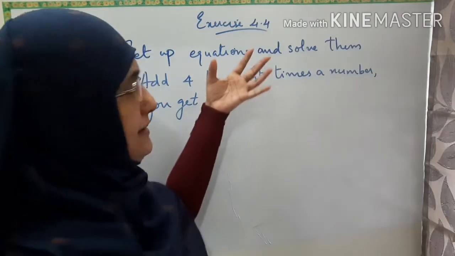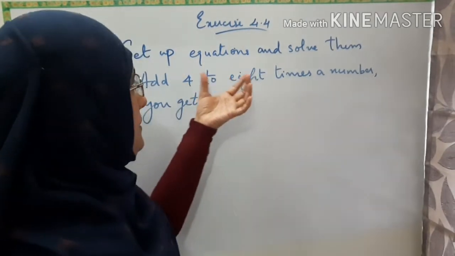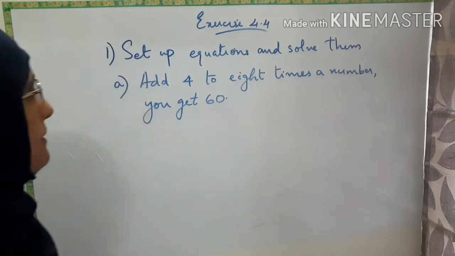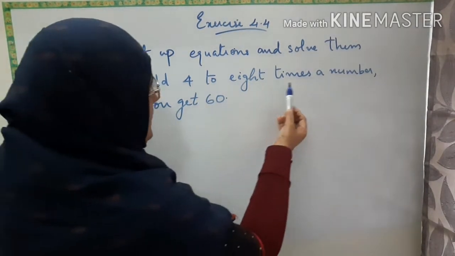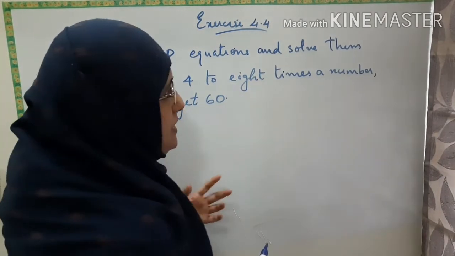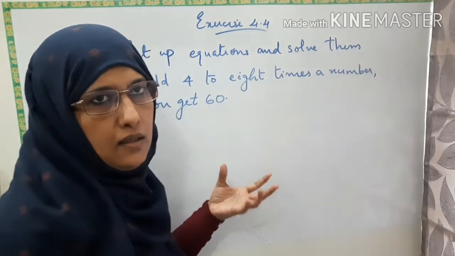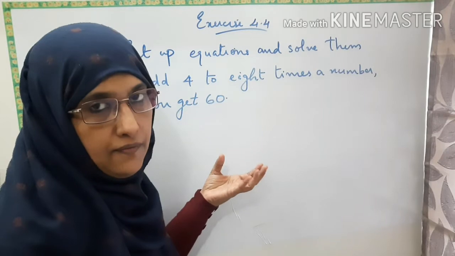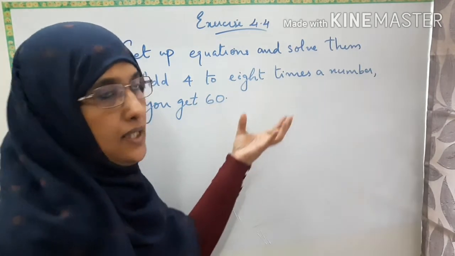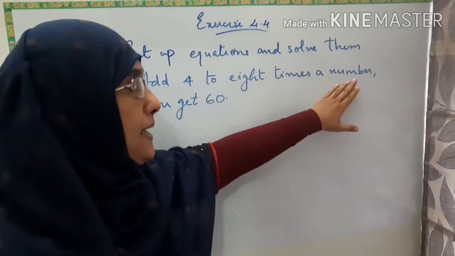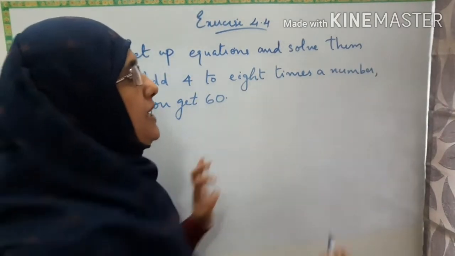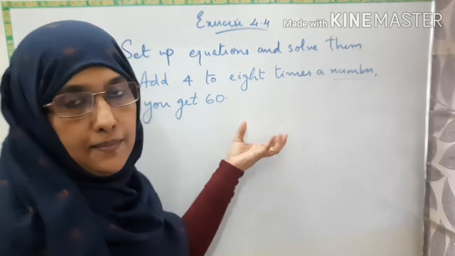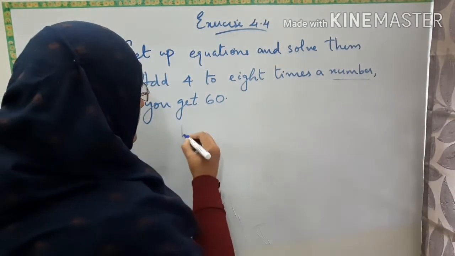Okay. Exercise 4.4, first question. Set up equations and solve them. So here, the first question is, add 4 to 8 times a number, you will get 60. When this type of question comes, you will have to find a solution for this. Whichever value you have to find, first you give a variable for that. In this question, you have to find this number. So first you take that number as a variable. I am going to take it as x.